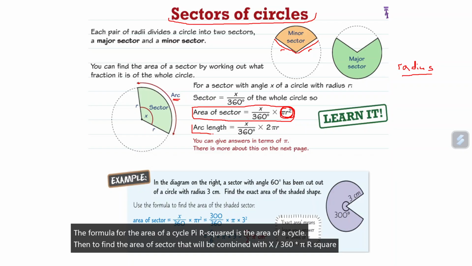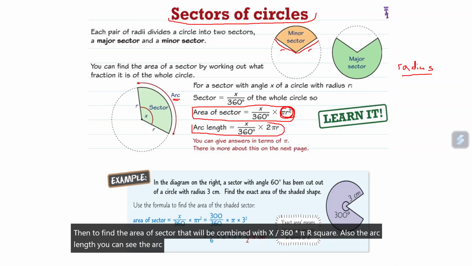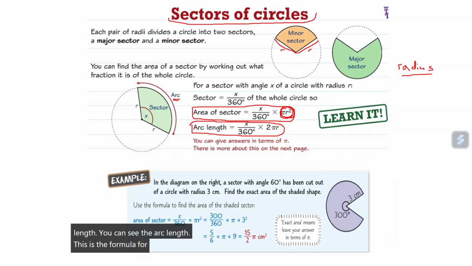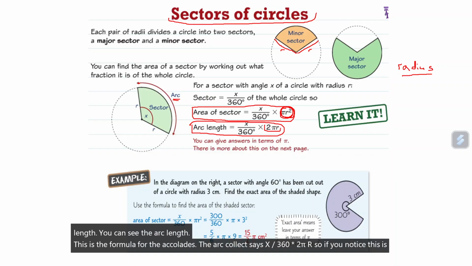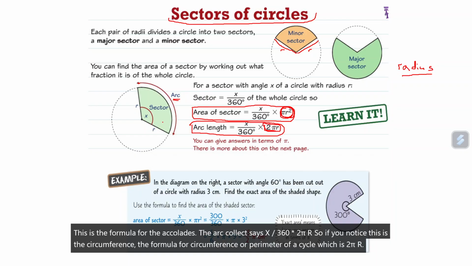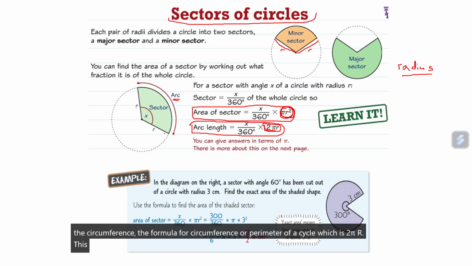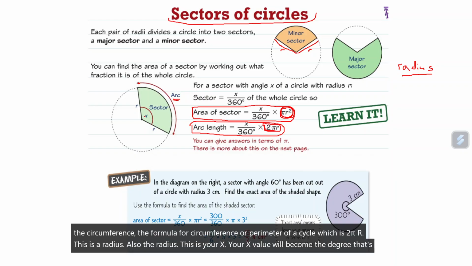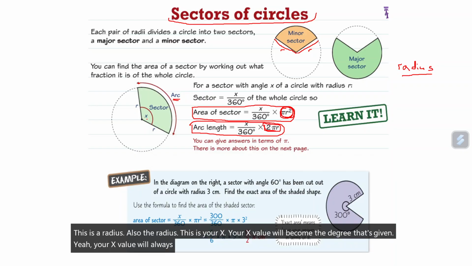Also, the arc length, you can see the arc length. This is the formula for the arc length. The arc length is x over 360 times 2 pi r. So if you notice, this is the circumference, the formula for the circumference or perimeter of a circle, which is 2 pi r. You can see it. This is a radius, also the radius. This is your x. Your x value will become the degree that's given. Your x value will always be the degree that is given.